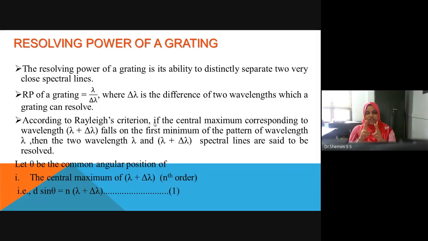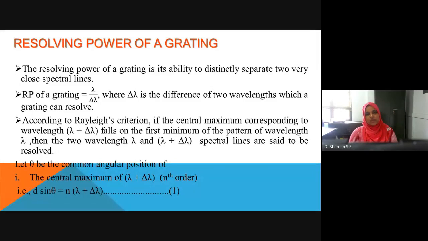If these two wavelengths are seen as two separate spectral lines through a grating, then that power of the grating to give two distinctly separate spectral lines which are very close in their wavelength is known as the resolving power of a grating.